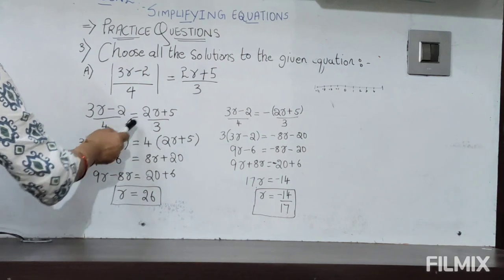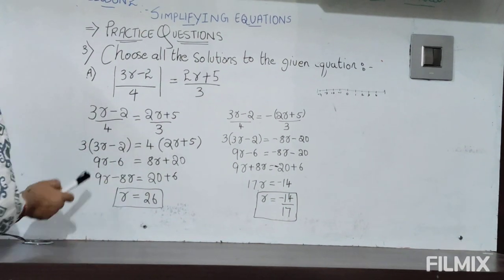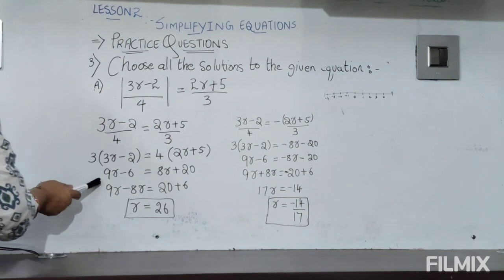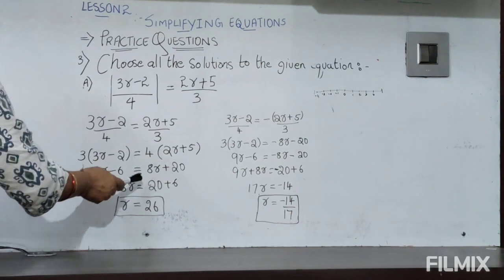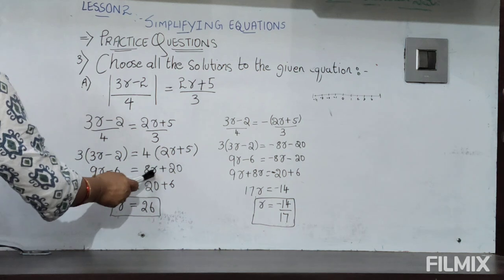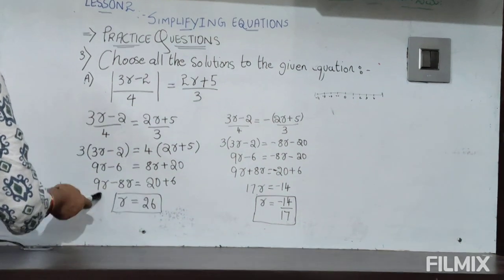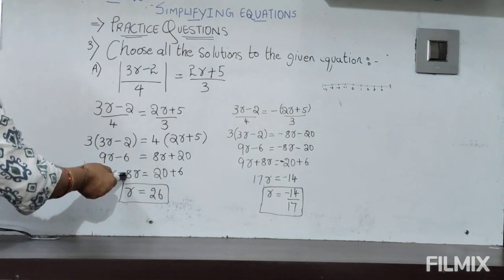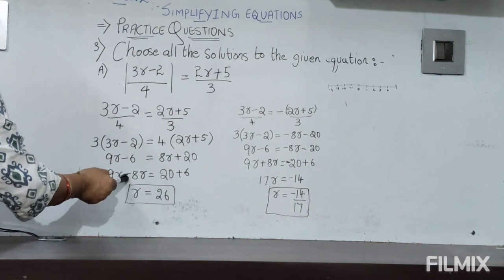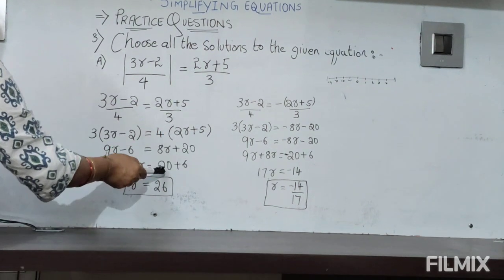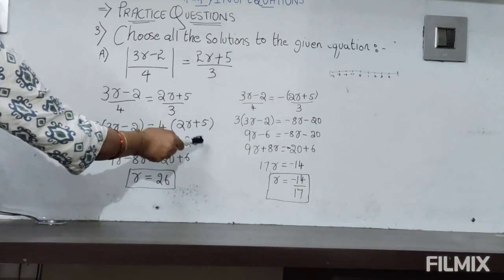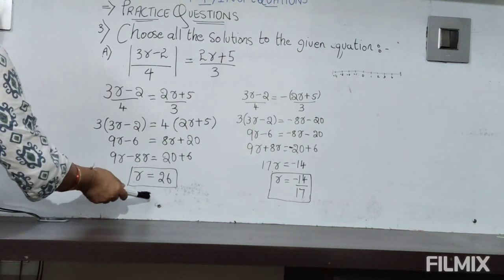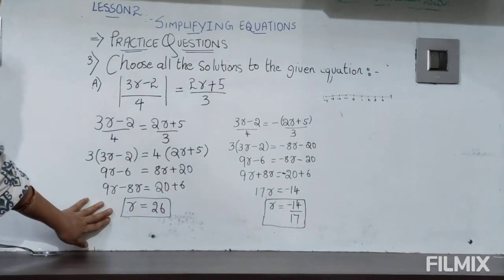Do the cross multiplication. 3 into (3r minus 2) is equal to 4 into (2r plus 5). 3 into 3, 9r, minus 3 twos are 6, which is equal to 4 twos are 8r plus 20. So 9r, transposing from the right hand side to the left hand side, this plus becomes minus, minus 8r is equal to 20. Bring it as it is. Once again transposing takes place. Minus 6 becomes plus 6. Therefore, r is equal to 26. This is one value, that is the positive value.